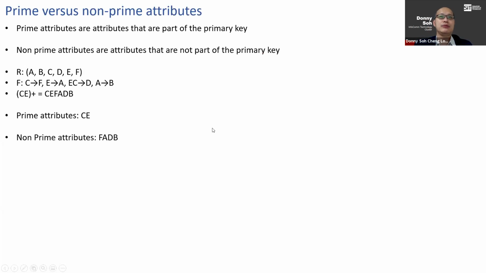Okay. So firstly, we have some definitions. We have talked about attributes. There are two types of attribute: the prime attribute and the non-prime attribute. Prime attributes are attributes that are part of the primary key, and non-prime attributes are attributes that are not part of the primary key. Maybe I shouldn't use primary key. Maybe I should say candidate key. I think CK will be better.